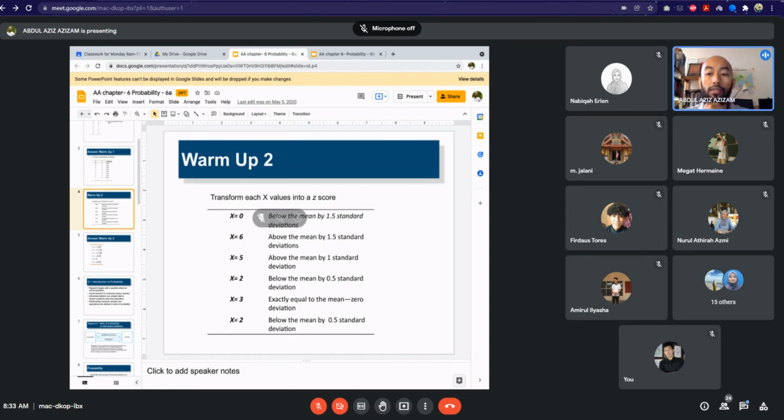Statistical table. Okay, it's good for you if you can download it, save it to your phone, save it whatever you want to save. So you're going to use it from now until the end of the semester. Statistical table.